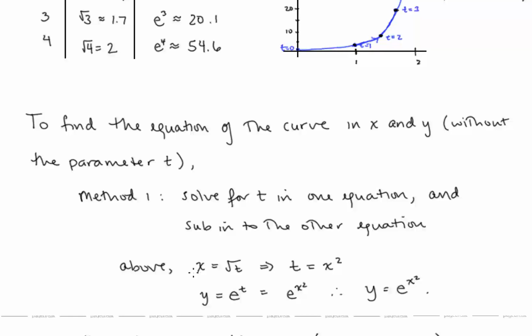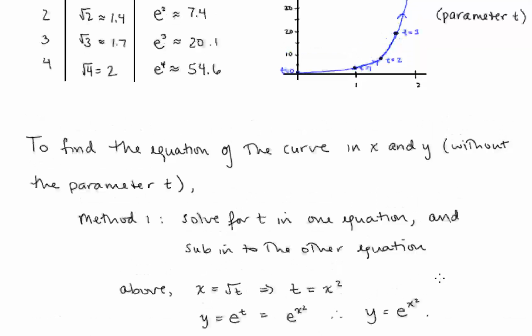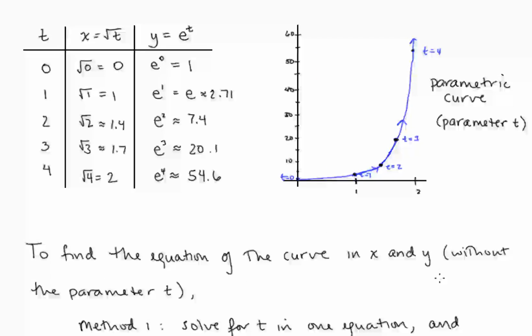We have x equals radical t, so let's solve this equation for t. If we square both sides, we get t is equal to x squared. Okay, if t is equal to x squared, let's sub the x squared in for t here. y is equal to e to the t, well, that's e to the x squared. So y is equal to e to the x squared. And that is the equation of this curve in terms of x and y.